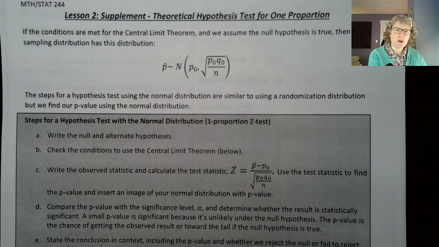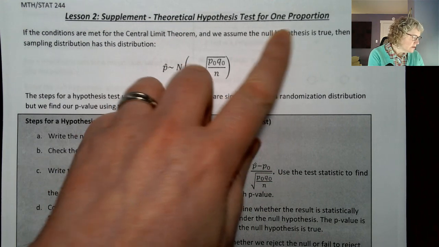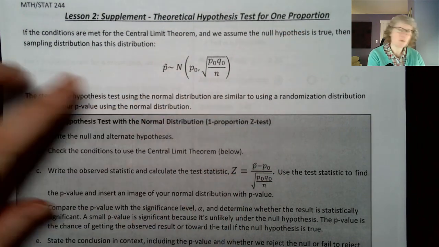Now, we have done one hypothesis test already on the study for Parkinson's disease, and then we did a simulation for that one. So now we're going to do all the steps for a theoretical hypothesis test, but the steps are very similar. It's just a difference in how you find your p-values. So let's look at a theoretical hypothesis test for one proportion.